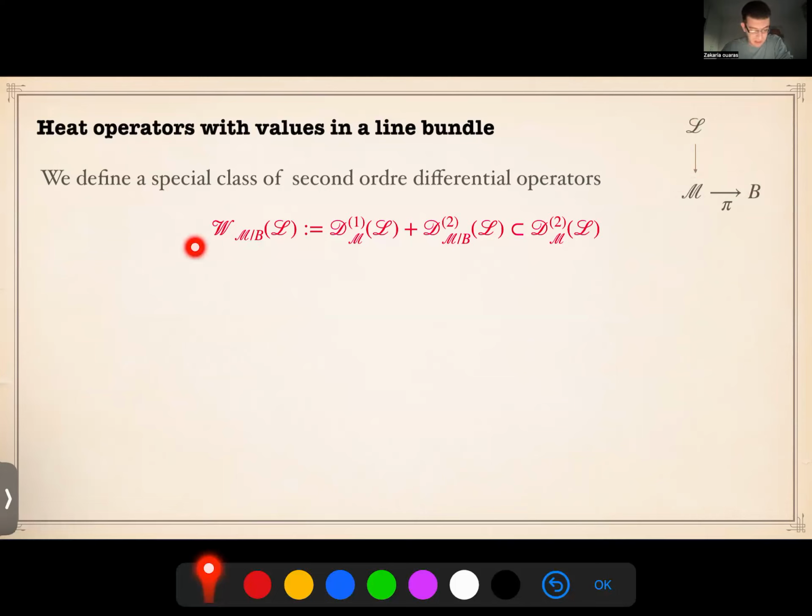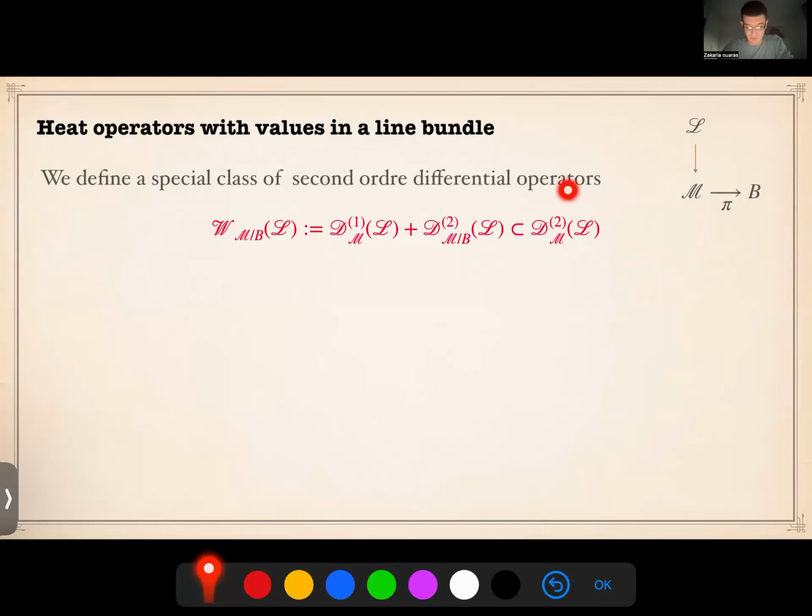So you define a special class of second order differential operators. This class contains operators where the first order part is global on M, depending on all the coordinates of M, and the degree 2 part depends only on the vertical coordinates, so the coordinates on the fibers.